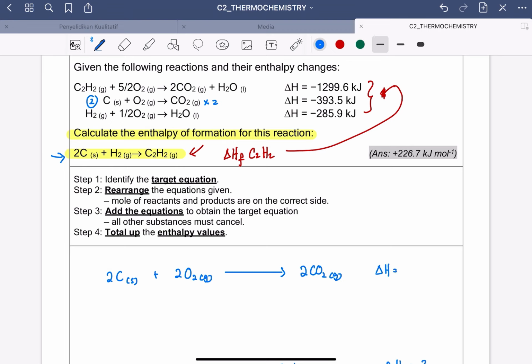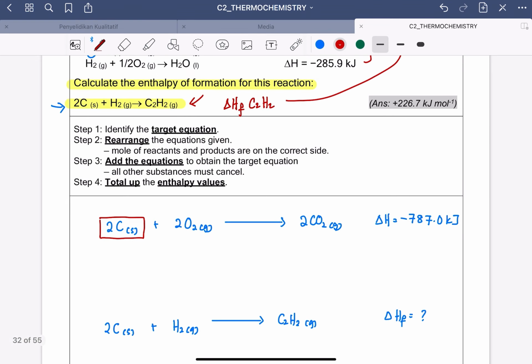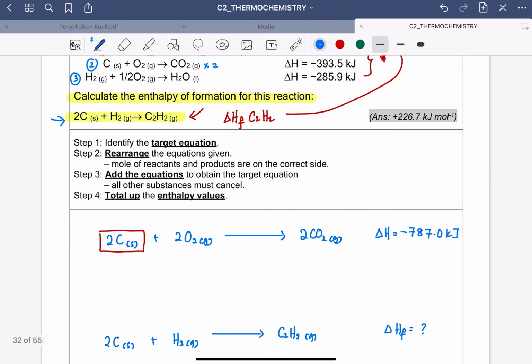So therefore, we get negative 787 kilojoule. Now, since I want the 2 carbon, this is what I always do, I always block this. I will let you know why. So next, I'm looking for H2. So where is our H2? As you can see, our H2 is in equation number 3, and we need 1 mole only, so we no need to multiply it. Write it here.